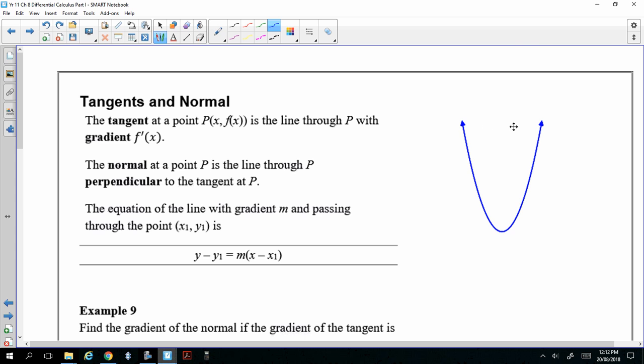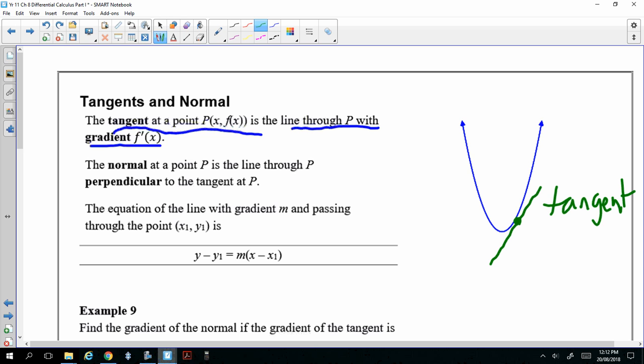Learn about tangents. So what are tangents? A tangent to a curve is a line through P with the same gradient as the curve. So let's draw a tangent there. So that's a tangent. It's a line that touches the curve at one point, and the gradient of the tangent is equal to the gradient of the curve.